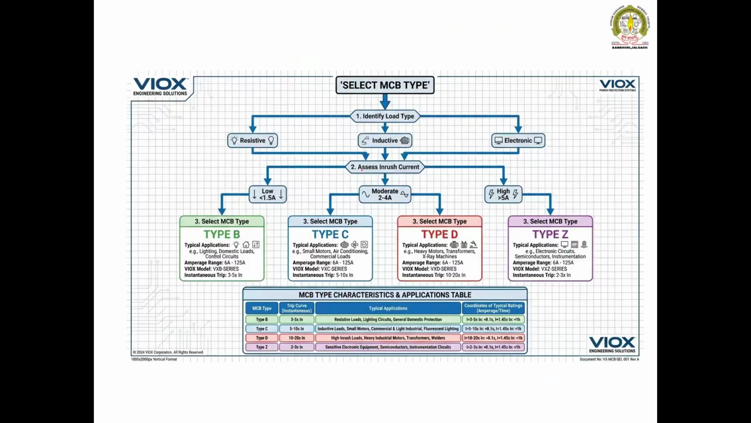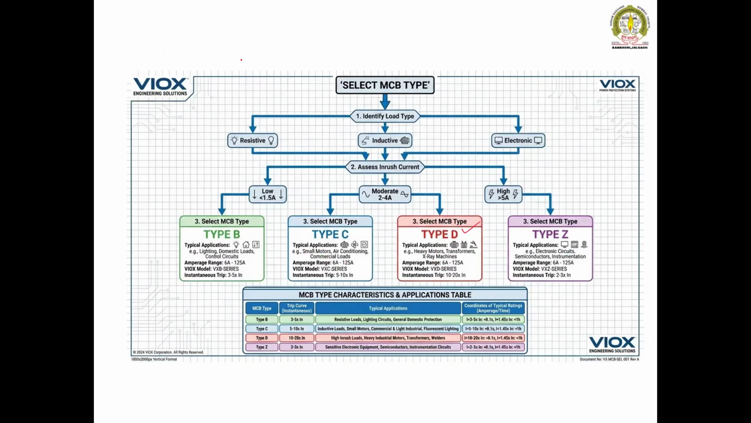In the same way, we can use B class MCBs for lighting and domestic loads. C class is for small motors, air conditioners, and commercial loads. Whereas D class is typically used for induction motors, heavy inrush current, transformers, and X-ray machines, where high inrush currents are there, then we have to use the D type of MCB.